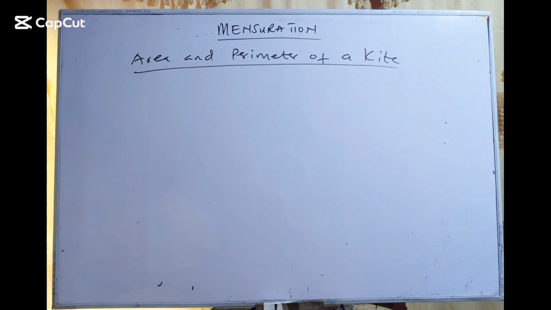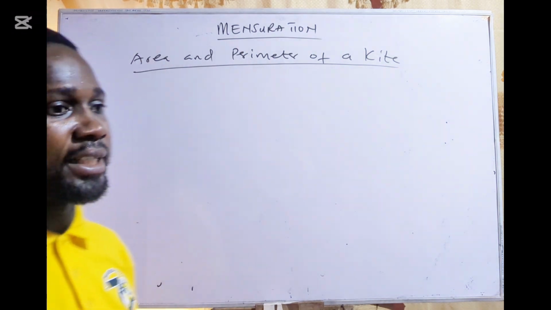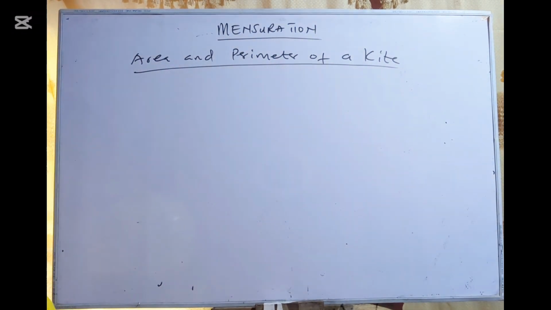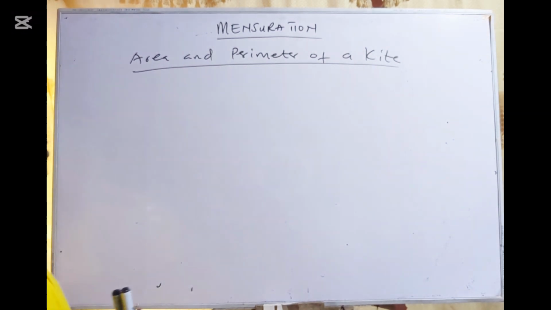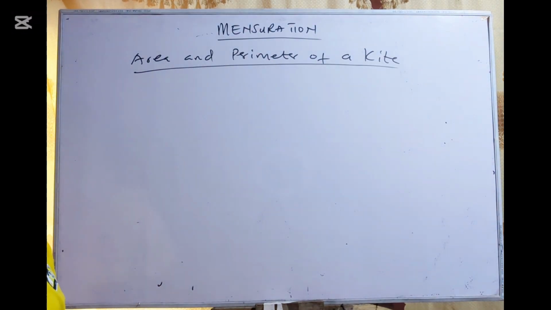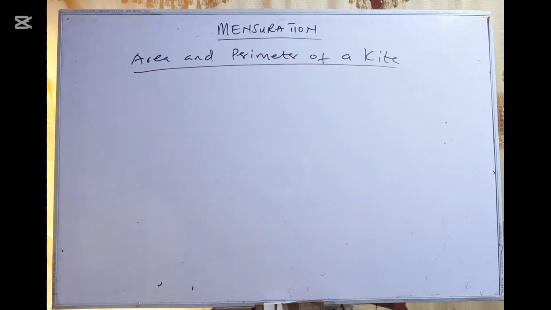Hello, welcome to our lesson on mensuration, and today we are going to look at area and perimeter of a kite. Area and perimeter of a kite. A kite is also a quadrilateral, a four-sided figure, where the two pairs of adjacent sides are the same. Let's look at the properties of a kite, and we look at the area and the perimeter too.